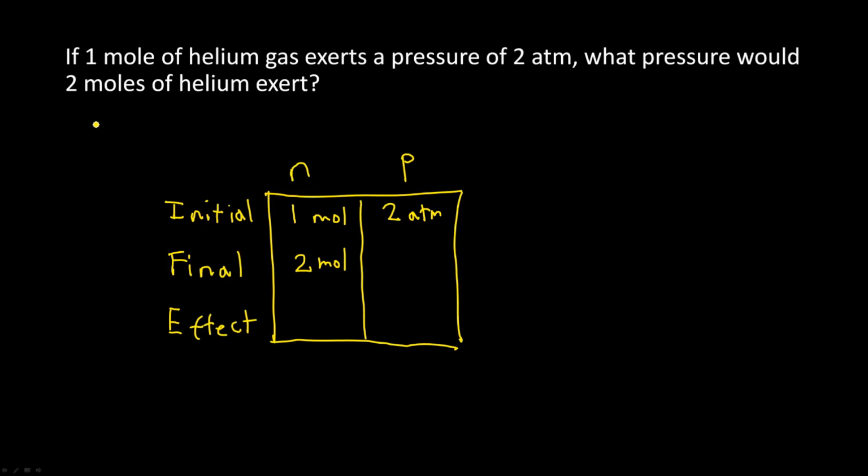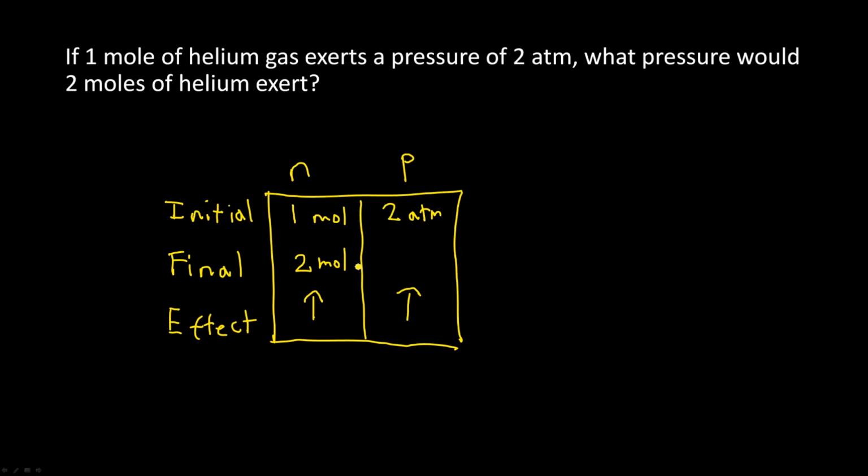Okay, so now let's do a problem using Diver's Law. So the problem basically says that if 1 mole of helium gas exerts a pressure of 2 atmospheres, what pressure would 2 moles of helium exert? Well, if we look at our table here, we know that the number of particles, or the mass, increase from 1 mole to 2 mole, so the effect is an increase. So because of this, we know that the pressure also has to increase as well, because mass and pressure are directly proportional.